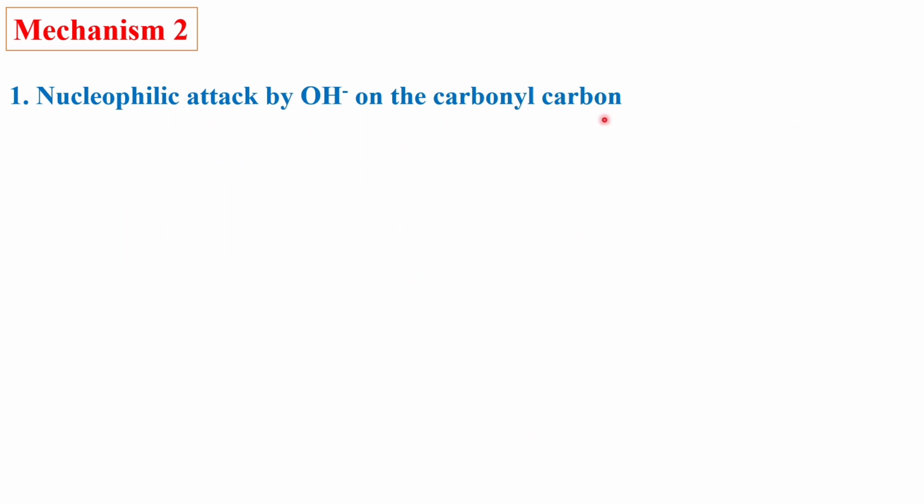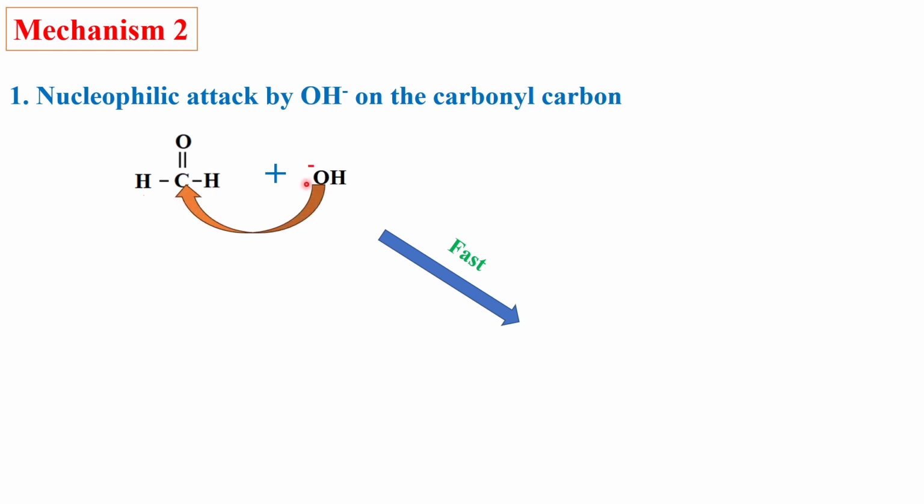Now we are going to see the mechanism for the second reaction, that is the reaction between two formaldehydes. Here also it has three steps. The first step is the nucleophilic attack by the hydroxide ion on the carbonyl carbon. First we have taken one molecule of formaldehyde, and that is added with the hydroxide ion. This reaction is a fast reaction. That's why this hydroxide ion adds to the carbonyl carbon. The negative charge becomes a bond, and a bond becomes a negative charge. So here we are getting an alkoxide ion, otherwise called hydroxy alkoxide.